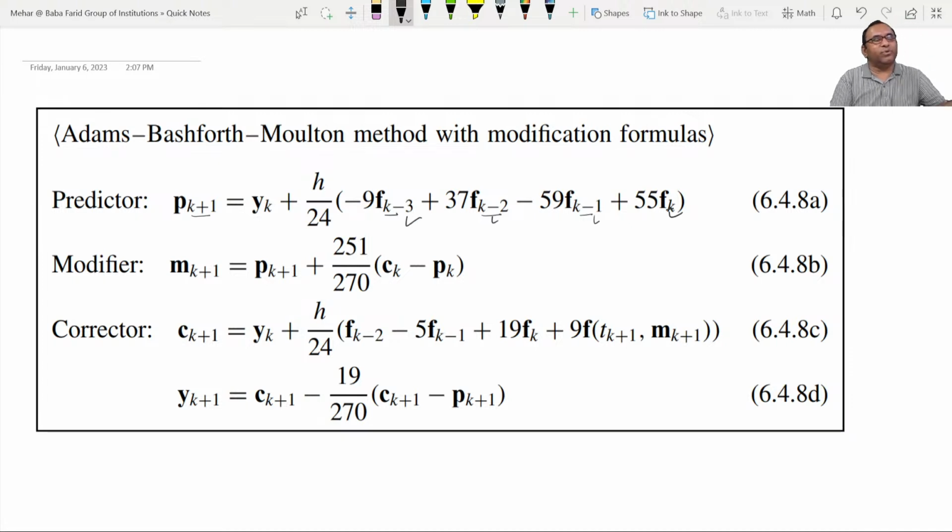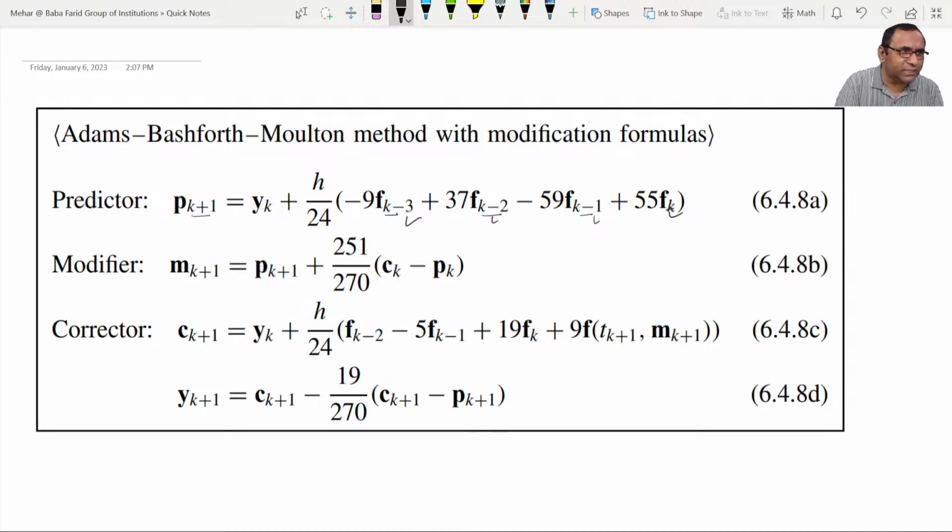The values of these four unknowns can be easily computed with the help of any other method like Runge-Kutta fourth order. We can use the Euler method as well as the Taylor series. In this method, at this place we are using the Runge-Kutta fourth order method. So the first four values will be calculated by Runge-Kutta fourth order. Then we will be able to find the solution of the given differential equation by using the Adams-Bashforth-Moulton method.